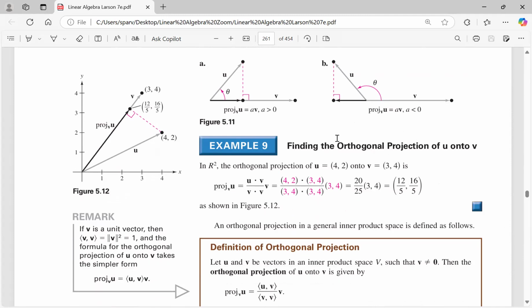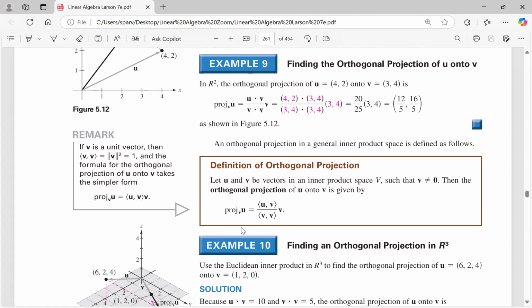Let's see, how do we find the orthogonal projection? Here's the formula for projection. It's down here, to find the projection of vector u onto v. Now the notation, folks: I'm looking at the definition of orthogonal projection. If you look at the formula, the left side has a subscript of v. This is the vector you're projecting onto. If you change this to projection of v onto u, you get a different projection.